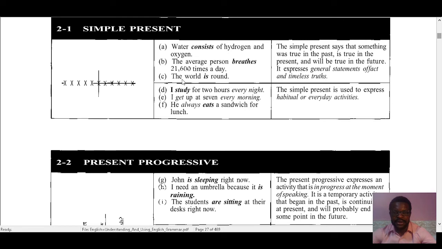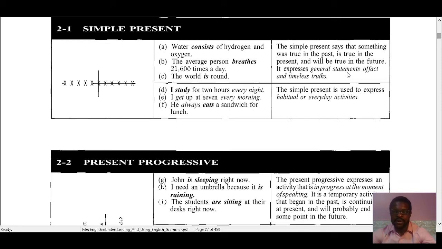Here we've got C, which says the world is round. In this particular one, they're telling us that the simple present says that something was true in the past, is true in the present, and will be true in the future. Did you see that? This is a very good explanation of simple present tense.